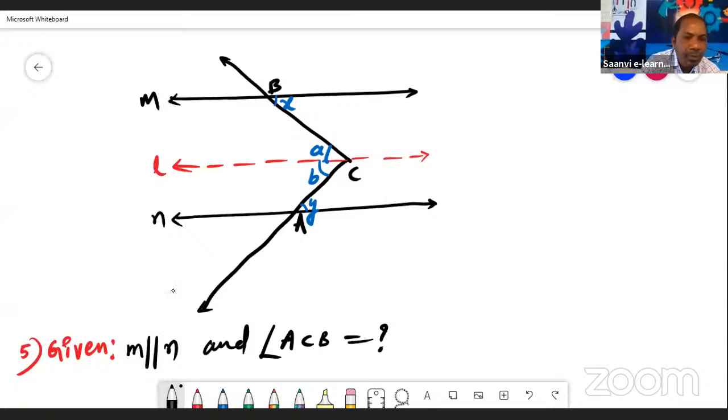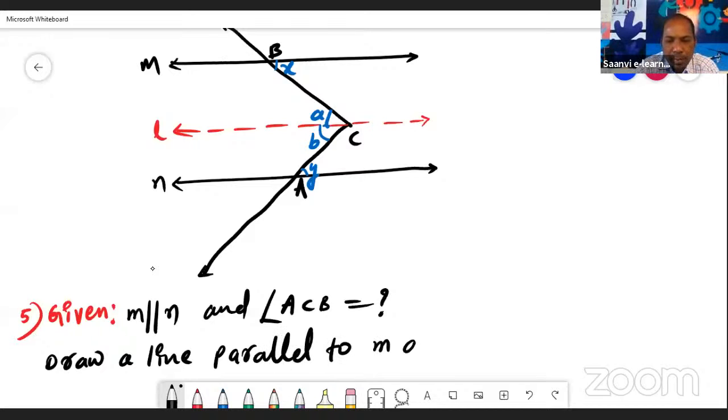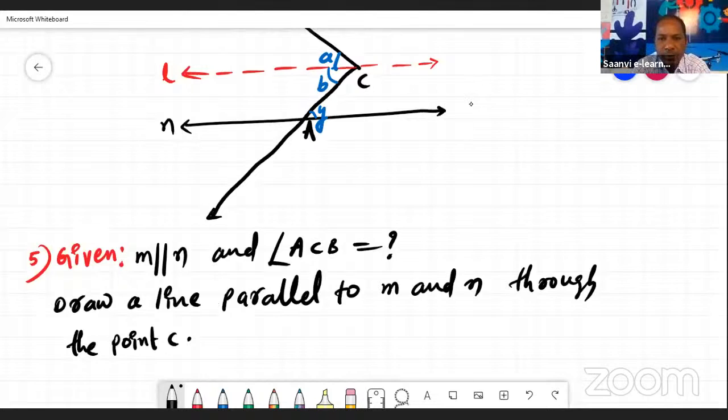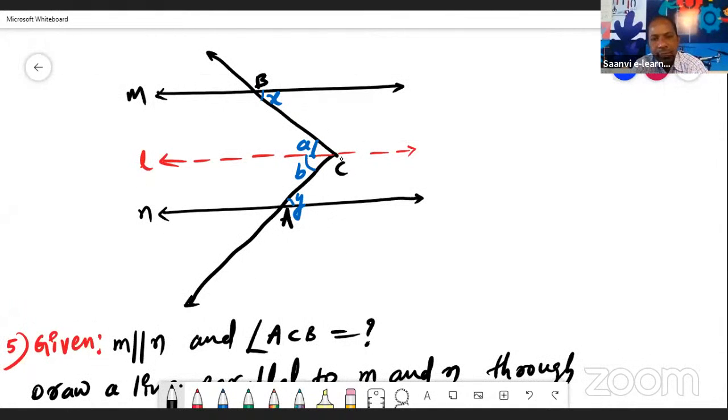So to find this angle, we drew a line L parallel to M and N. That you write: draw a line parallel to M and N through the point C. So we drew a line L parallel to M and N through the point C, and we have got two more angles, angle A and angle B.